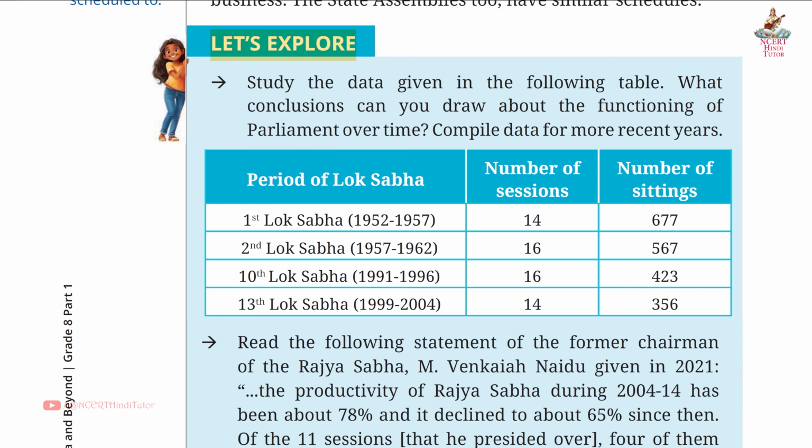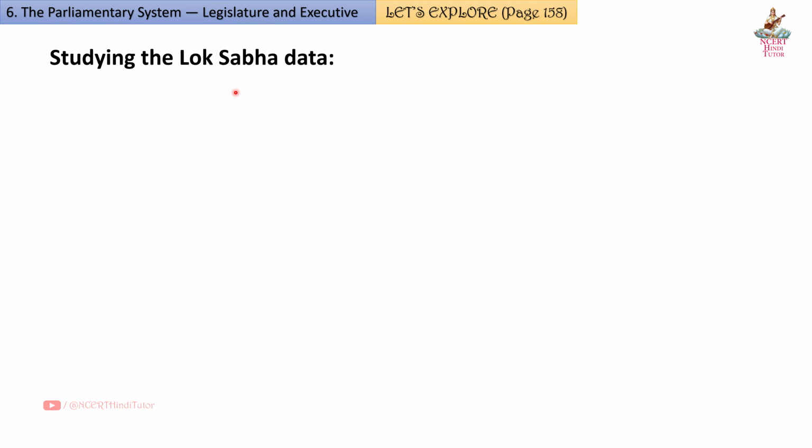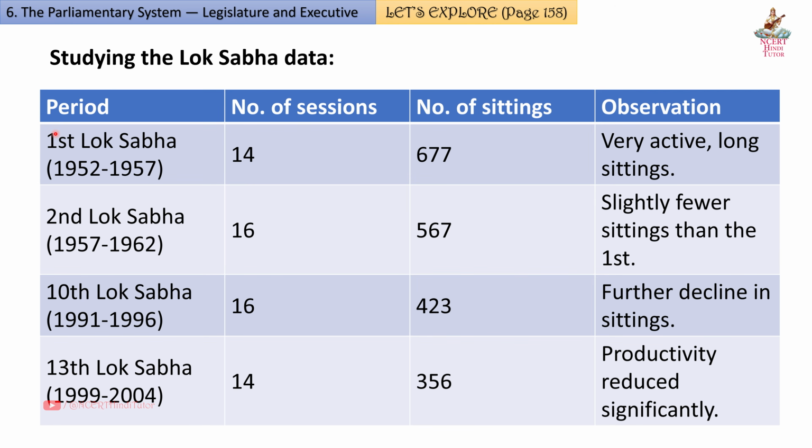Let's explore page 158. Study the data given in the following table. What conclusions can you draw about the functioning of Parliament over time? Compile data for more recent years. Answer: Studying the Lok Sabha data. Period: first Lok Sabha, 1952 to 57. Number of sessions 14. Number of sittings 677. Observation: very active, long sittings.